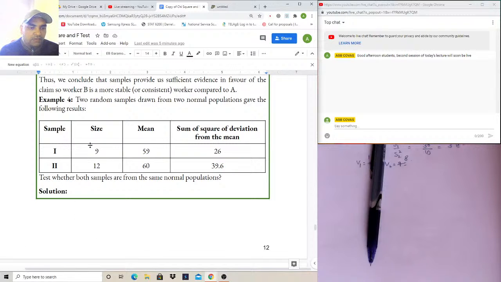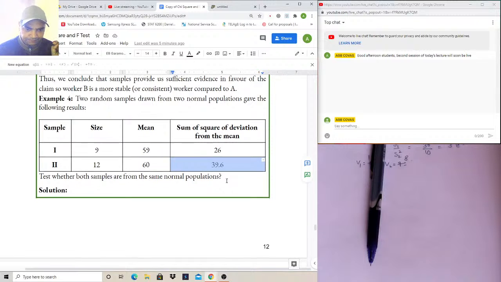Say, for example, in the first population the size is 9 and the mean is 59, and the sum of the square deviation from the mean, that is, x minus x bar whole square, is equal to 26. The second population size is 12, the mean is 60, and the sum of square of deviation from the mean is 39.6. Test whether the two samples are from the same normal population. This is what they are asking.